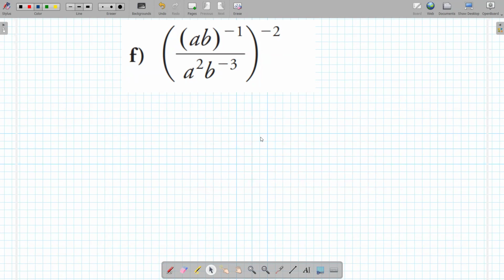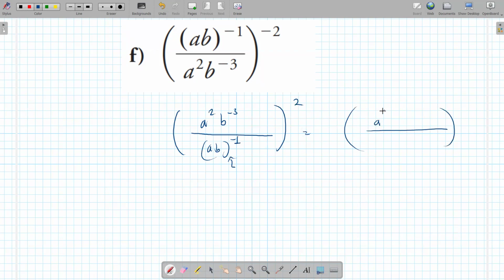There's multiple things you can do. I'm gonna attack the -2 on the outside. Let's say we want to make that exponent positive. What do we need to do inside to make that exponent positive? You flip the fraction. Nothing else changes, right? The fraction is just flipped like this. Now let's open this bracket. So this becomes a squared b^-3 squared, right?